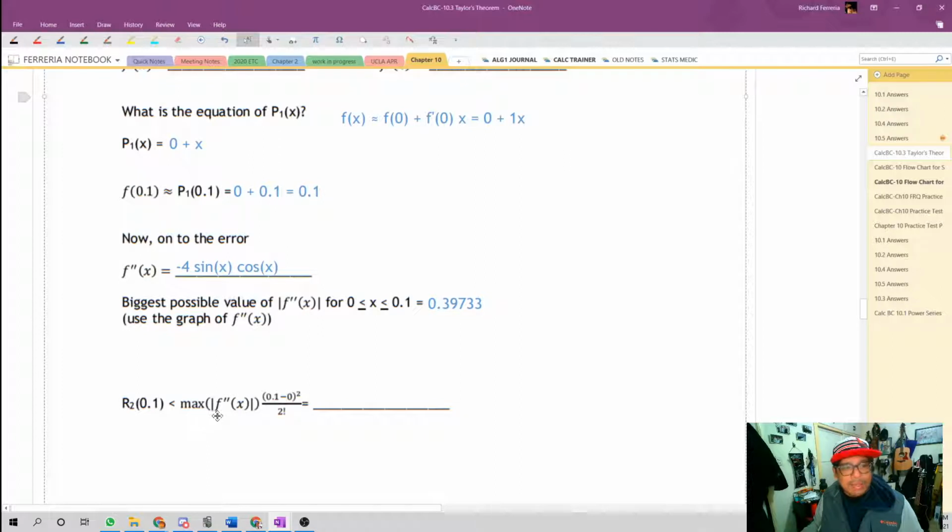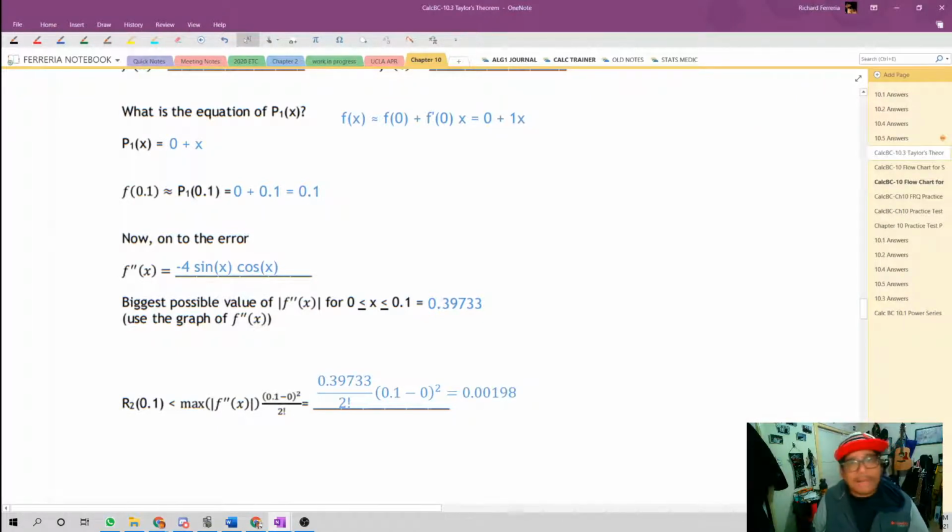So looking at this, it's going to be the maximum of the second derivative, and then we're going to do the rest of the second ordered term from a Taylor series. So divide by 2 factorial and multiply by 0.1 minus 0 squared. Remember that 0.1 came about because that's the x value for which we're estimating our function. And when I evaluate that, I get 0.00198. In other words, this estimate is accurate to the 100th place, because that's where the last 0 is, at the 100th place.